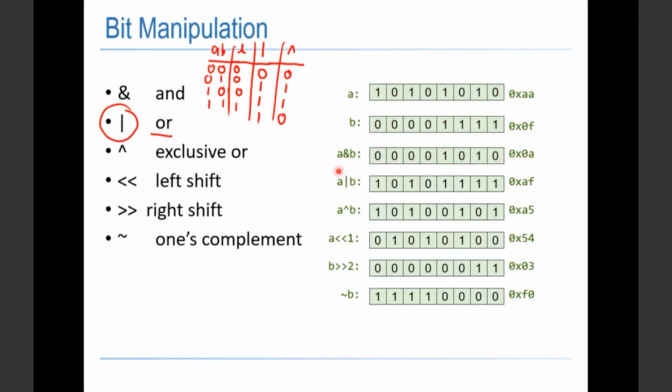Okay, next, A logical OR B. You're going to do an OR with B. So what happened here? 1 OR 0 will produce 1. 0 OR 0 is 0. 1 OR 0 produces 1. 0 OR 0 is 0. 1 OR 1, you get 1. 0 OR 1 is 1. 1 OR 1 is 1. 0 OR 1 is 1.